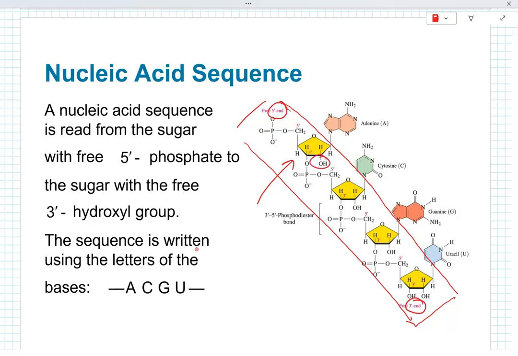Ribose, because there is an OH group at the 2' carbon. If there would be just H, that would be deoxyribose. So far, we good? Okay.